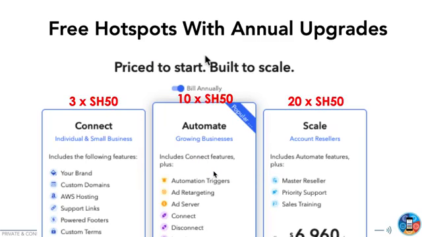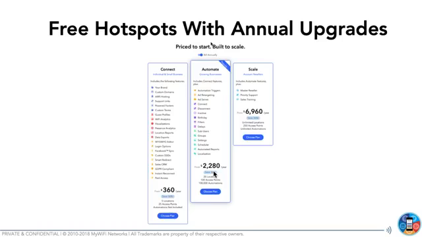For a limited time, we are offering these special bonuses for those who upgrade to annual plans: 3 SH50s for the Connect, 10 SH50s for the Automate plan, and 20 SH50s for the Scale plan.